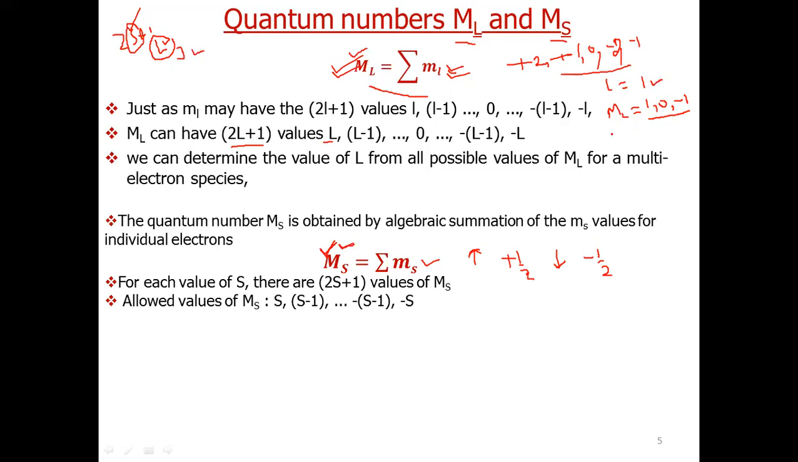If we get a group of ML values like 2, 1, 0, minus 1, minus 2, so these 5 values, then we can say it may belong to L equal to 2. That's how we calculate capital L from ML values. Similarly, we can calculate capital S from MS values, because in order to write a term symbol, we need values of capital S and capital L.